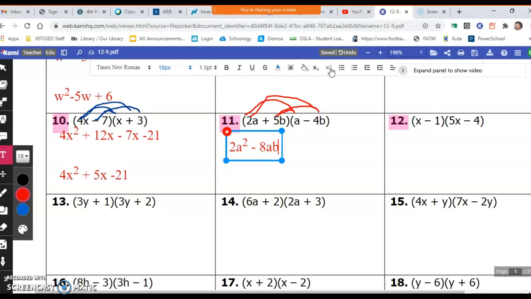8ab. Good. Now come back and distribute the 5b to the a. Plus, be careful here, plus 5ab. Remember, standard form, got to be in alphabetical order. So just don't put the B, A, got to be in standard form.